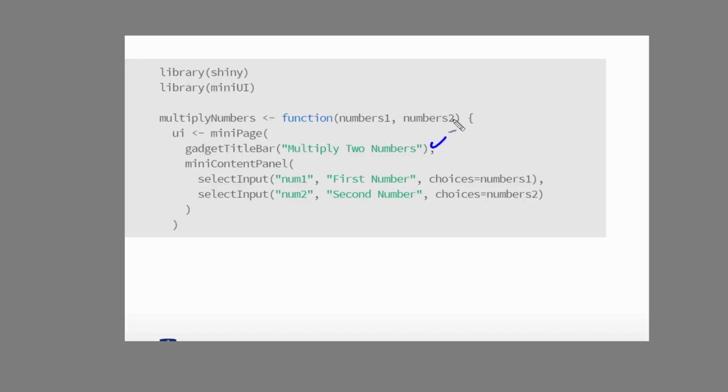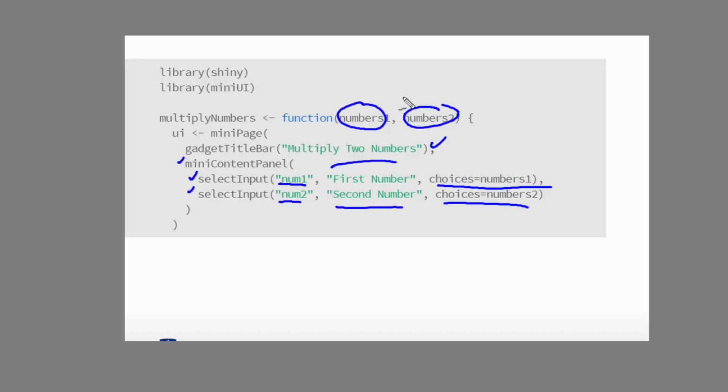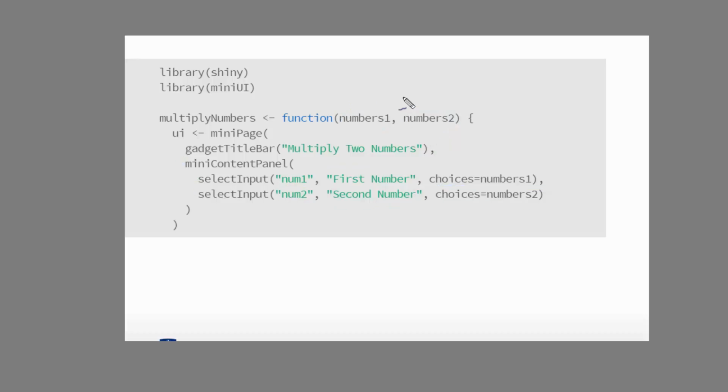Our gadget title is just going to be "Multiply two numbers." Our content panel, so this is new right here, miniContentPanel, is just going to be the main body of the little pane there. And it's going to have selectInput, which is going to be like a drop-down box, and it's going to have two variables. The variables are going to be labeled num1 and num2, so if we have to reference them later, they have that name. Then these are the displayed labels, and then the choices are right here, and the choices come from these two arguments right here in the function. So that's going to display our user interface.